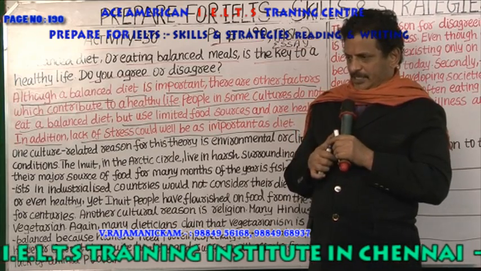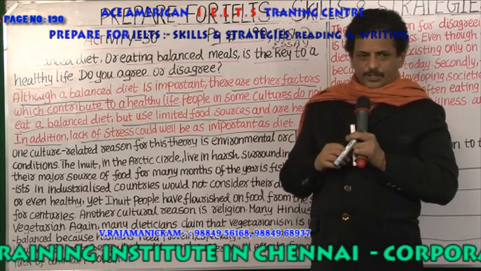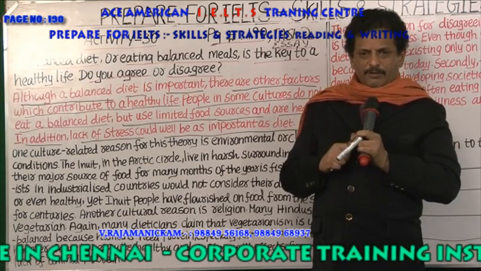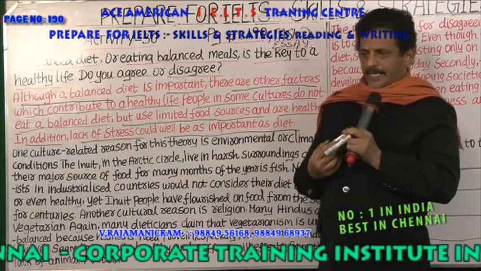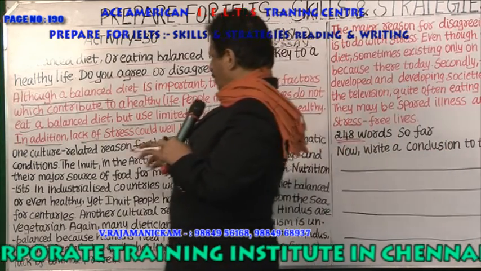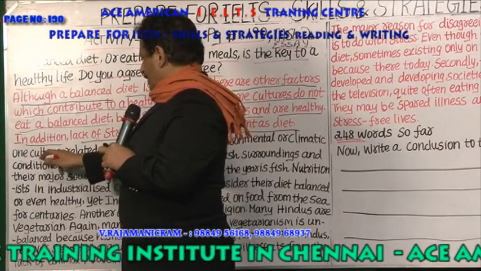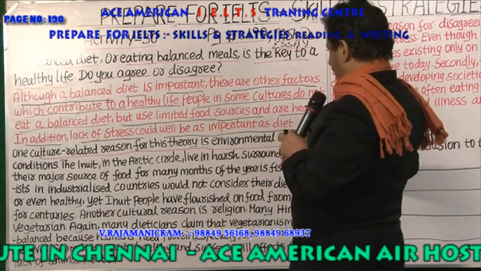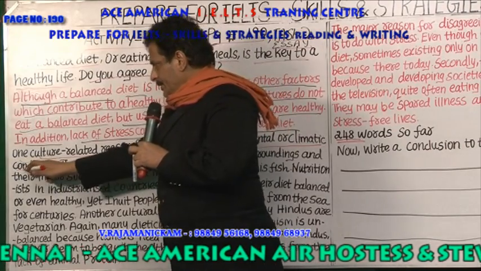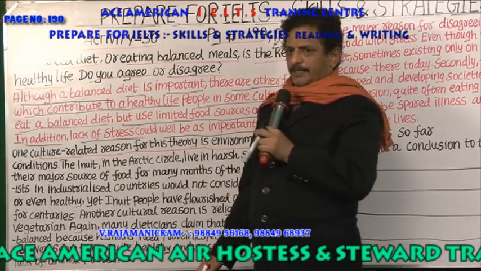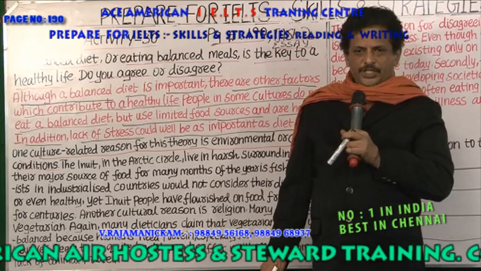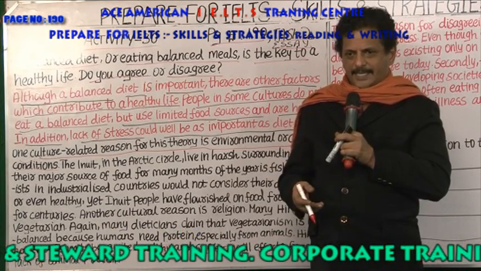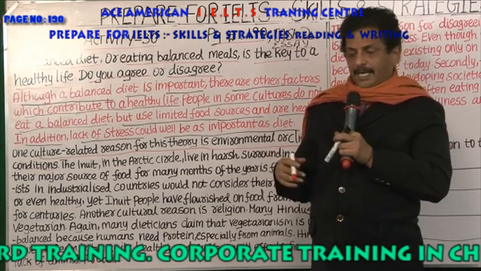Hope you are able to get the first introduction part, what the writer wants to say. So it is not only the food alone, something else also counts for a healthy body. Then he comes here to say one culture related reason for this theory is environmental or climatic conditions. So here he says people of different cultures, different regions, they eat different types of food, some of which are balanced and some imbalanced. So the reason is the climatic condition.